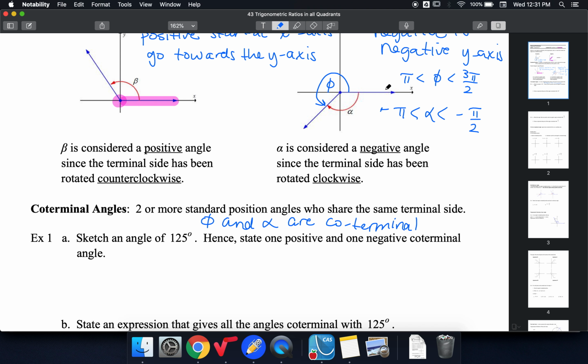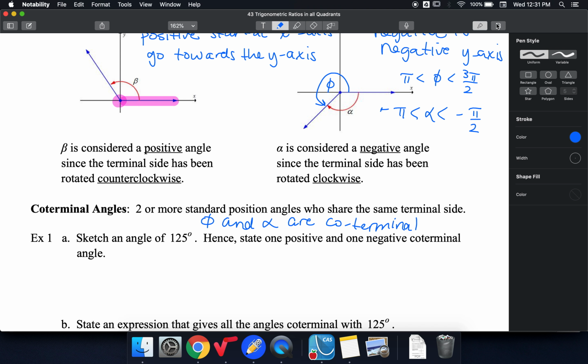All right, so you've been asked to sketch an angle of 125 degrees and then state a positive and negative coterminal angle. So let's start by doing that. So I know that 125 is greater than 90 and less than 180. So in fact, it's 35 greater than 90. So I'll go about there.